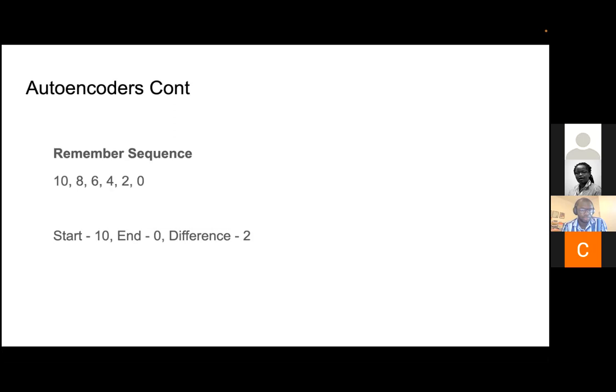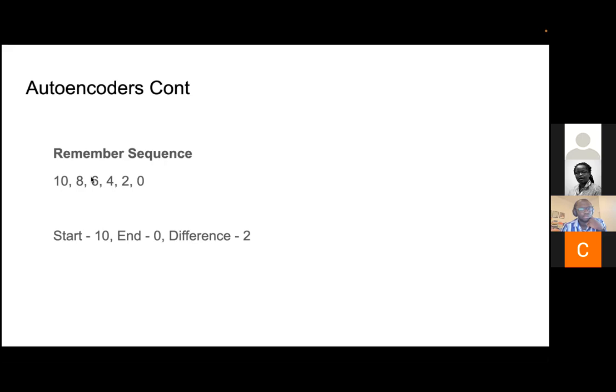For autoencoders, let's see how they work. Suppose you are trying to remember a sequence which starts with 10, 8, 6, 4, 2, and 0. This is a sequence of six characters, so we can remember all of them. But what if we have 60 characters from 120 to 0: 120, 118, 116, and so on? We might not remember the whole sequence. But we can remember the way the sequence has been constructed. We can remember that the starting is 10 and the ending is 0, and the difference between every unit is 2.